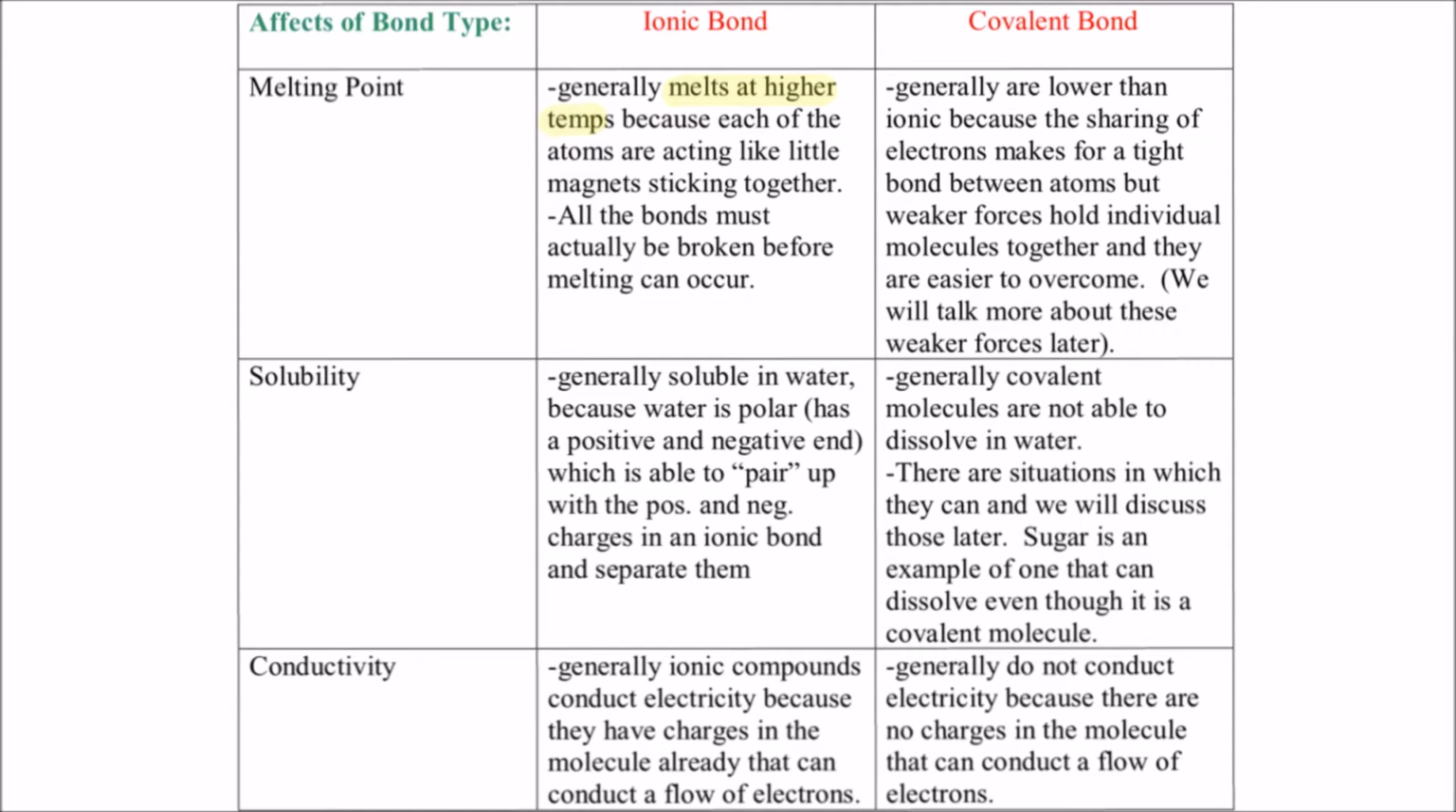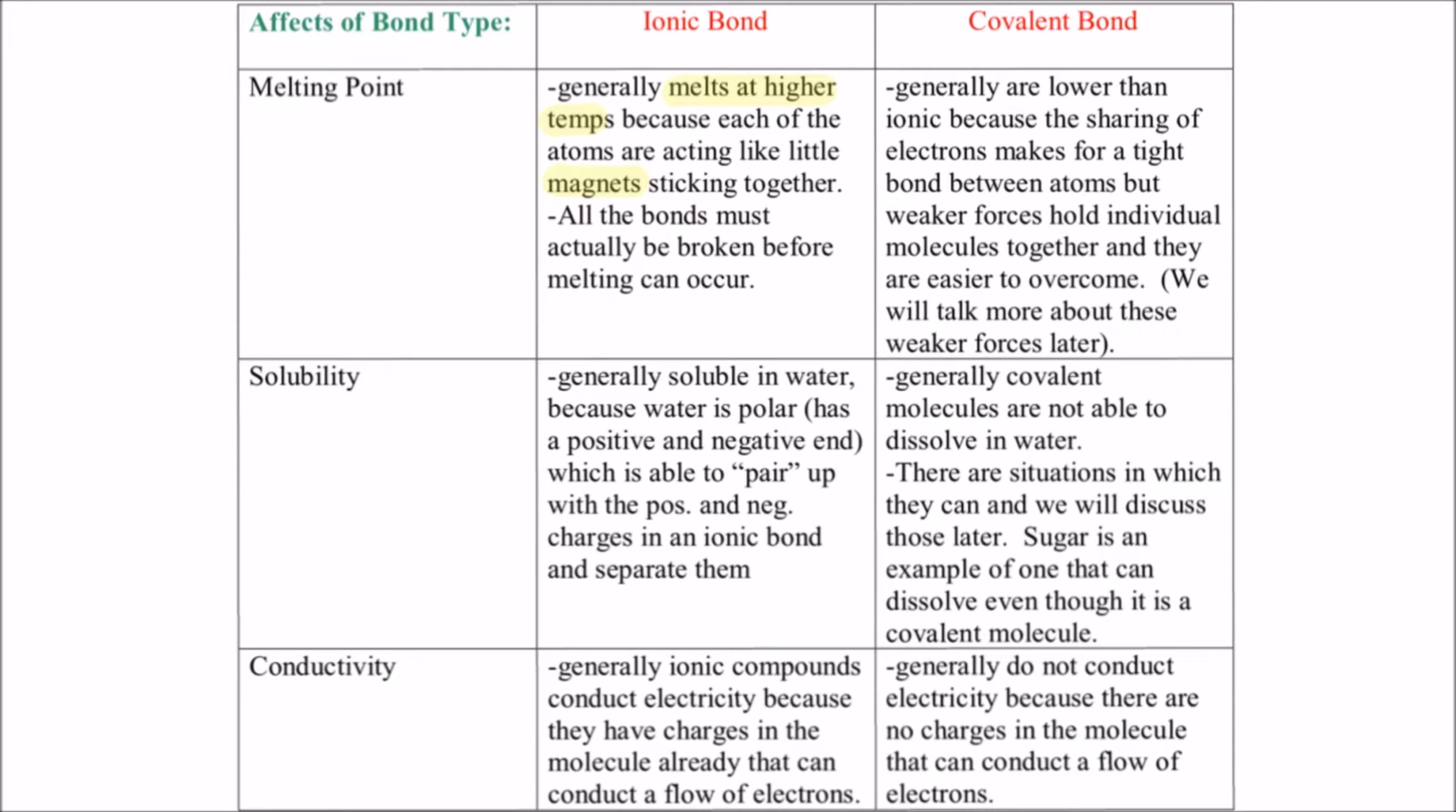Okay, so if we're talking about an ionic bond, they usually melt at higher temperatures, and that's because you can think of those cations and anions that they form, the positive and negative charges, like little magnets. And those magnets are really strong, and so you have to break all of the ionic bonds before you can melt any of the sample. And so it takes longer to do that, which means the temperature gets higher and higher. It requires more energy to break those bonds.